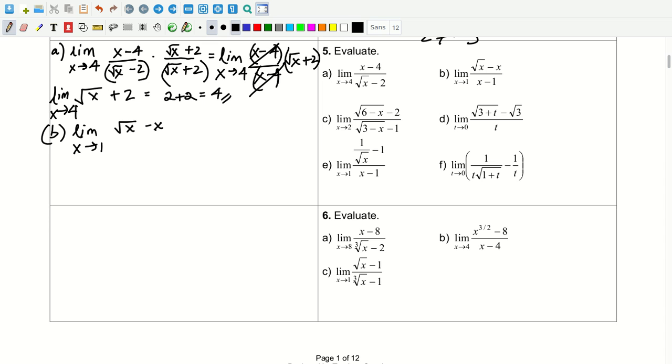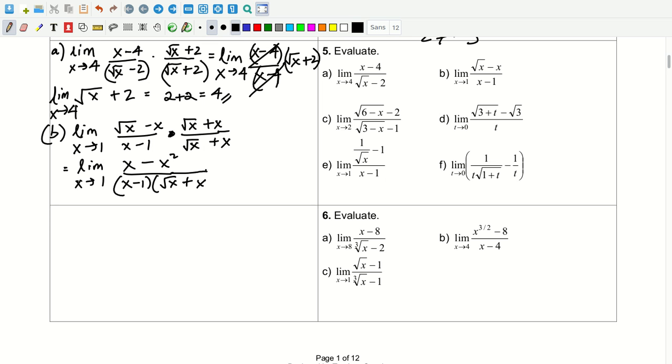So part B is the same situation: limit as x approaches 1 of root of x minus x. You look at the one that has the square root, and then you multiply by the conjugate. So here we go: root of x plus x, root of x plus x. These two will make, at the very top, x minus x squared. And then we've got x minus 1 times root of x plus x.